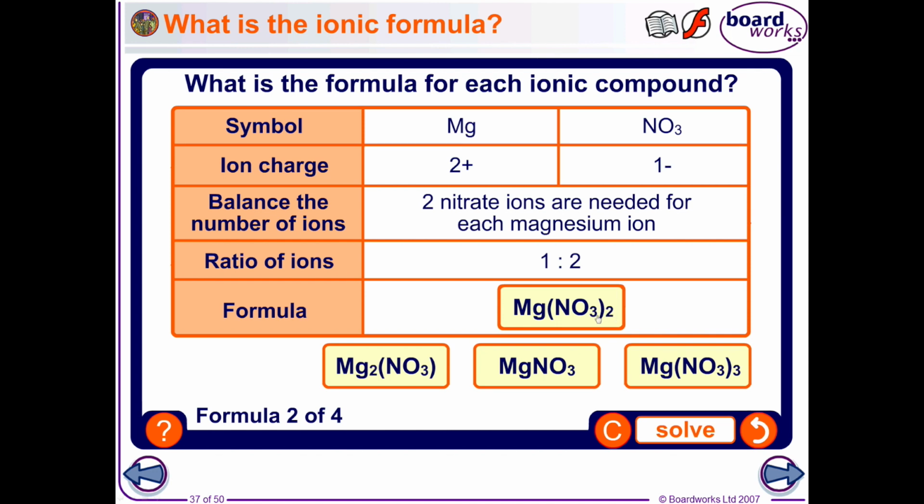And the reason why I've needed the brackets is because there are 2 elements present in this ion, so I need to bracket them all and put a 2 to make sure that I haven't made any errors in my formula.